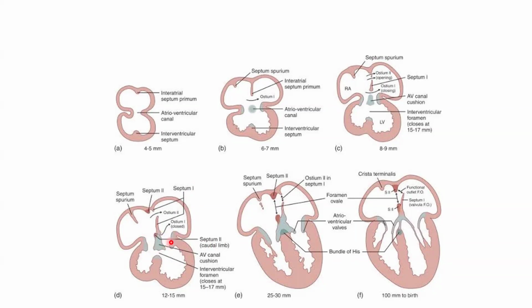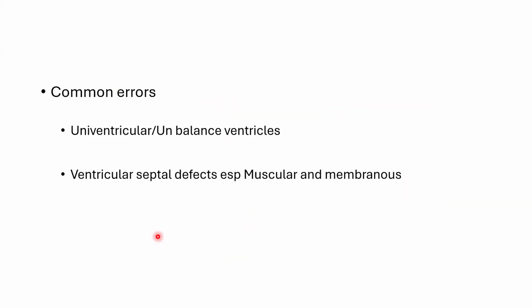So commonly when you have a complete AVSD, you have a primum ASD, an inlet VSD, and then you tend to have abnormal atrioventricular valves. Commonly, you may end up with a cleft in the anterior mitral valve leaflet. Okay, and all this is arising from just the fact that all these tissues did not reach their targets, which is the endocardial cushion at the center of the heart.